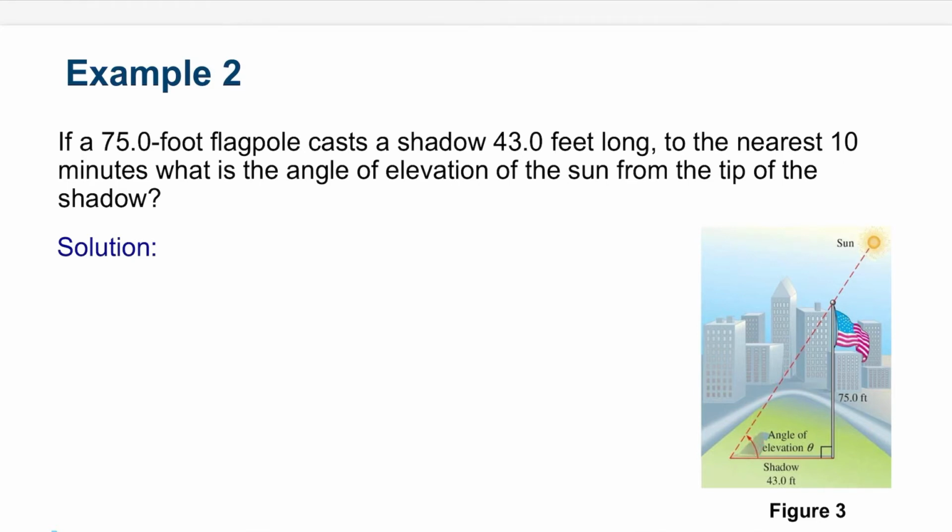So we'll call it theta, and we can use our tangent function because tangent is opposite over adjacent, so that would be the tangent of theta, which we do not know, is 75 over 43. In order to find the angle, we can use an inverse function here. So theta is equal to the inverse tangent of 75 over 43.